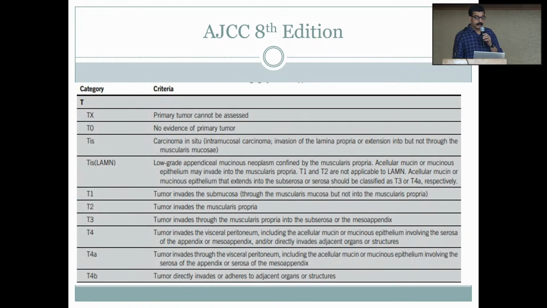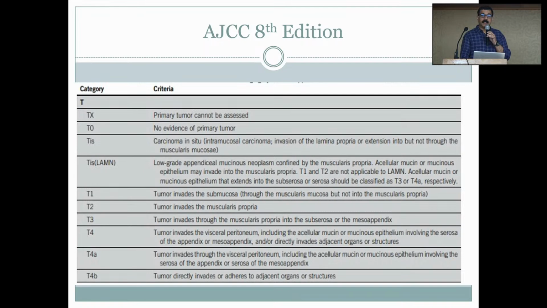Coming to the 8th edition of the AJCC, we just want to concentrate on one thing, that is Tis, carcinoma in situ. We know it means tumors not infiltrating the basement membrane, but here there is a difference between Tis of carcinoma of the appendix and Tis of LAMN, or low-grade mucinous neoplasm. Carcinoma in situ, or Tis, is described as tumor invasion into the lamina propria or extension, but not through the muscularis mucosa. That is the definition for Tis of any tumors. But when it comes to LAMN, low-grade mucinous appendiceal neoplasm, it gives a mucinous neoplasm confined to the muscularis propria.